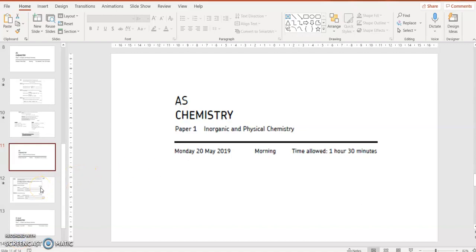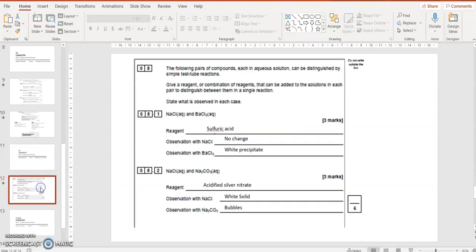Paper 1 AS 2019. Quick question around chlorides, bromides and iodides. So something like sodium chloride, how do you test for it? You add acidified silver nitrate. It will make silver chloride as a white precipitate.